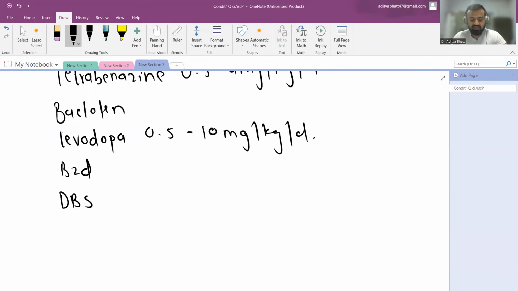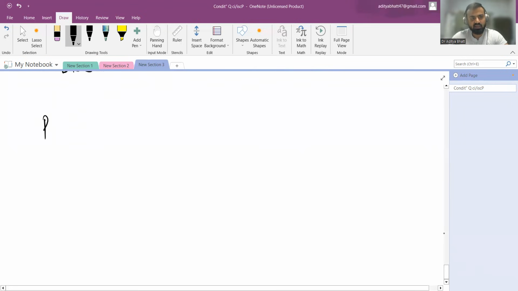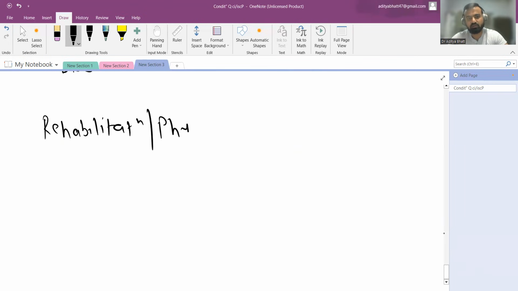Now, what do we do? What are the therapies? What is the rehabilitation and physiotherapy that we do, and what is the occupational therapy that we do? For occupational therapy, we refer the patient to DIC, and we don't know what they do. So what are the therapy methods?